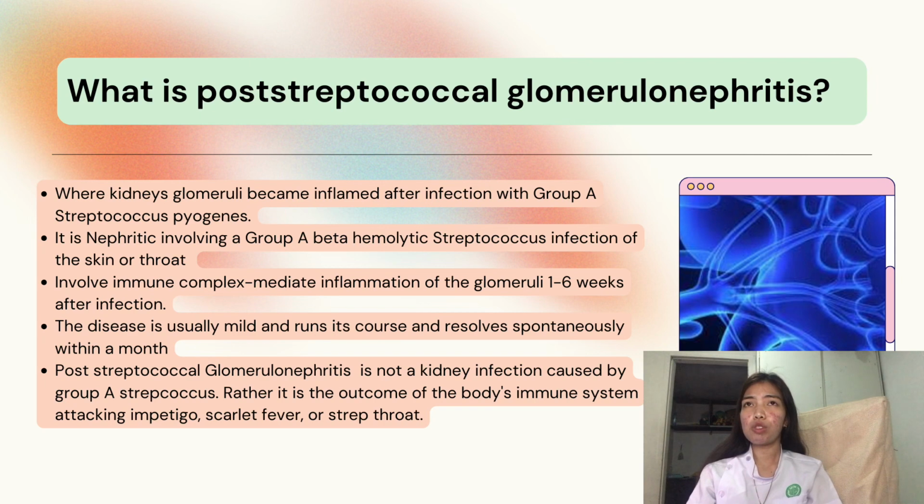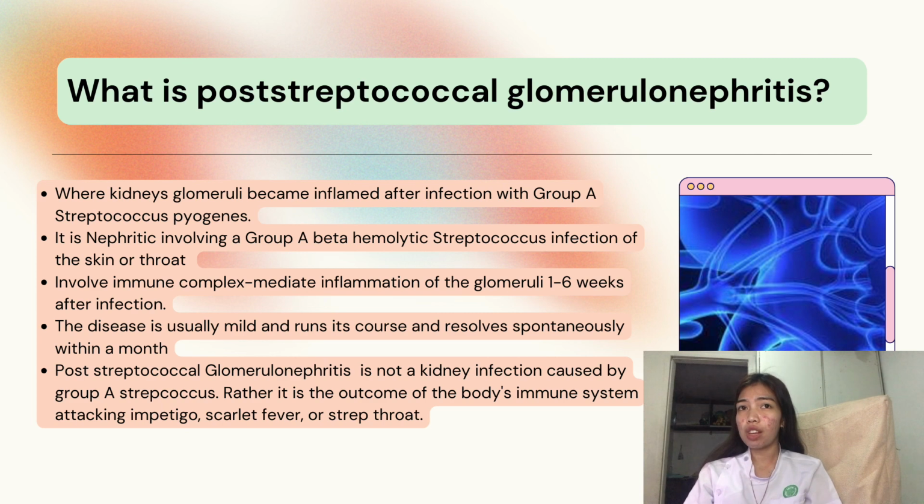Now, what is post-streptococcal glomerulonephritis? It is where the kidney's glomeruli become inflamed after infection with Group A Streptococcus pyogenes. It is nephritic, involving a Group A beta-hemolytic Streptococcus infection of the skin or throat. It involves immune complex-mediated inflammation of the glomeruli 1 to 6 weeks after infection. The disease is usually mild, runs its course, and resolves spontaneously within a month.